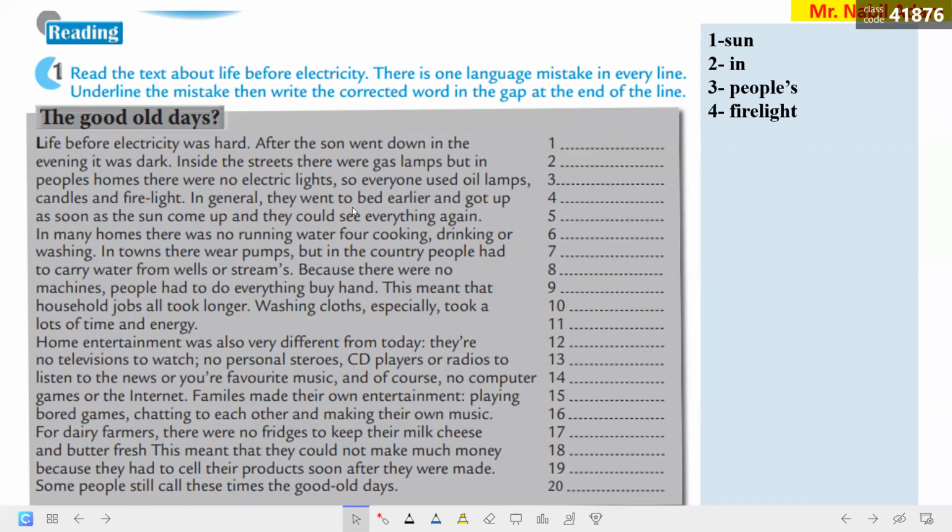In general, they went to bed earlier and got up as soon as the sun came up. They could see everything. Come up. Would see come into came. So the past symbol. So they have to correct the sentence. As soon as the sun came up, they could see everything. Because we are telling the story to the book.